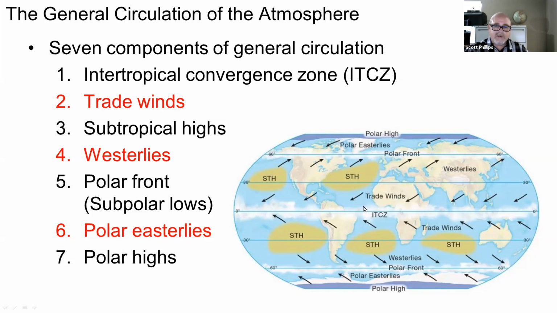These are the trade winds. They're moving in this general direction. And then blowing on the opposite side, we have the westerly winds. These are blowing from west to east. So make sure you read and pay particular attention to these 7 components of general circulation.